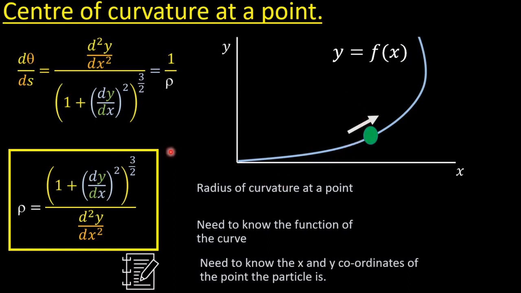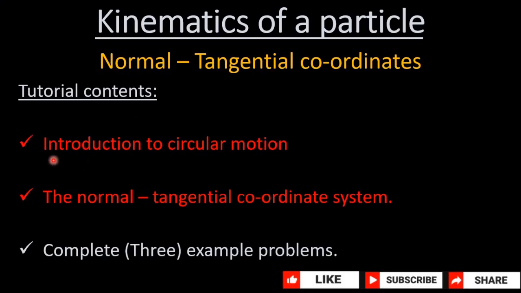Make sure you write this down, because next we are going to do some examples where we will apply this. So now we've looked at the introduction to circular motion, and we've looked at the normal tangential coordinate system. Now we're going to complete 3 example problems.